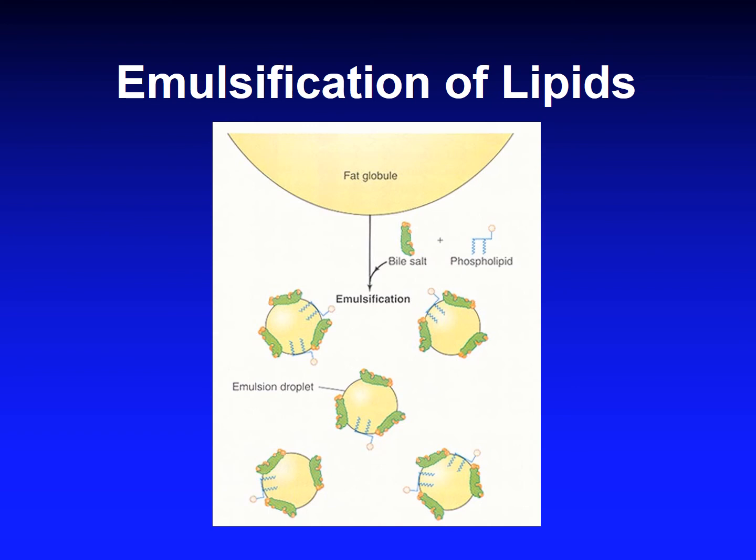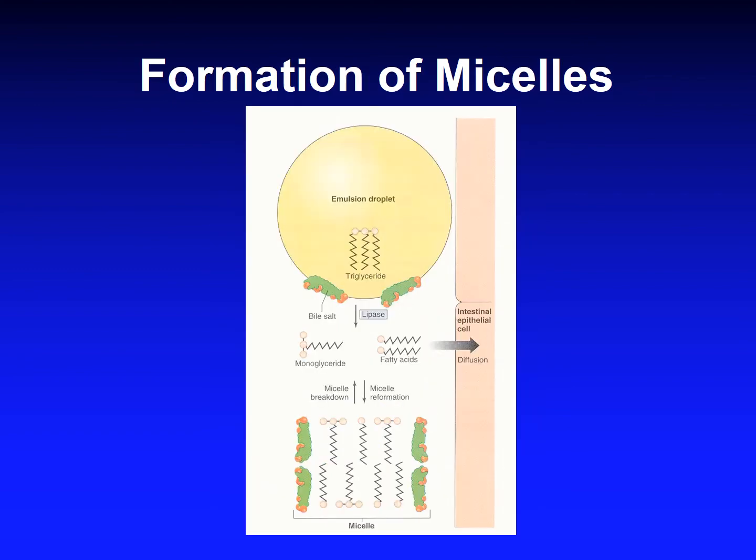Phospholipid isolates them, and so lipase and phospholipase A2 and cholesterol ester hydrolase will also work on them, less specifically, but still work on them. This is the emulsification process. The third process is the micelle formation, and the micelle formation is the end product. So basically, all what you have is a monoglyceride or a fatty acid attached to the bile salt.